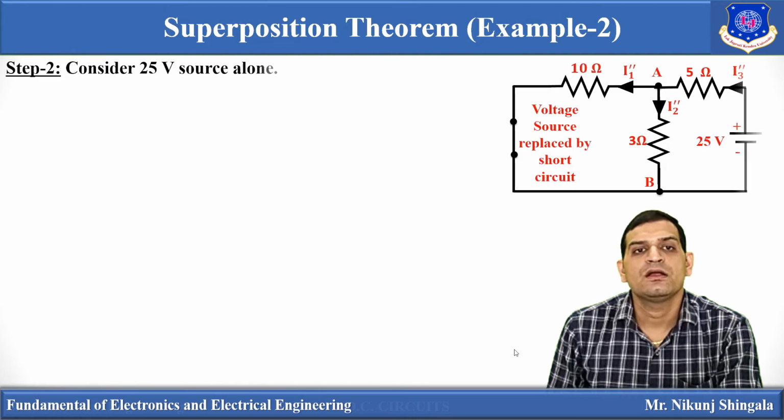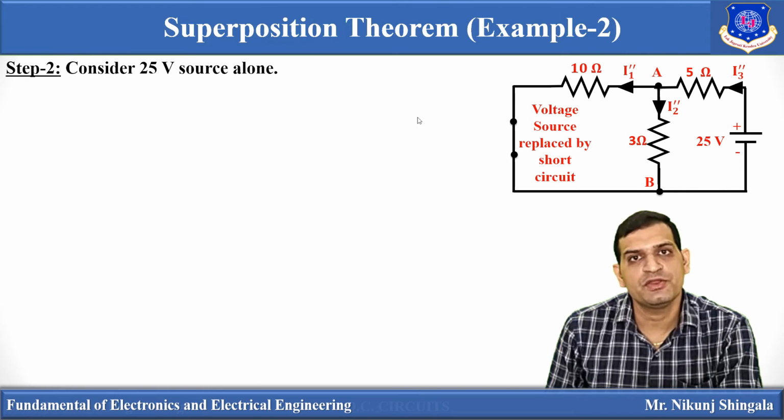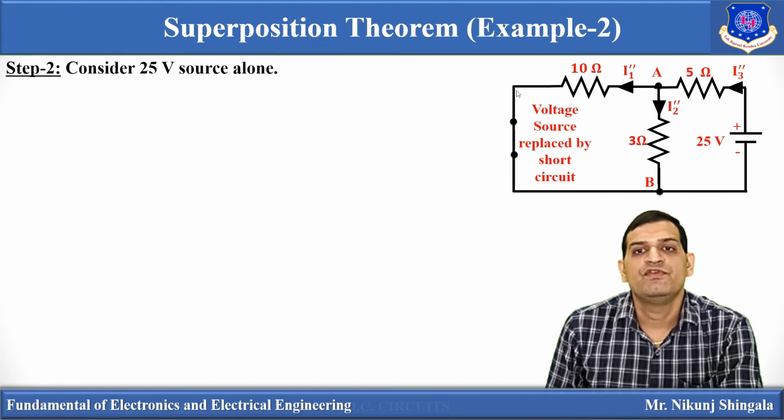Now consider the 25 volt source alone. In this case the current directions are reversed, because now the 25 volt battery is considered, so current is flowing from this direction. Here the directions of I1 and I3 are reversed, and the direction of I2 remains as it is. The 50 volt battery is replaced by its internal resistance, that is a short circuit.